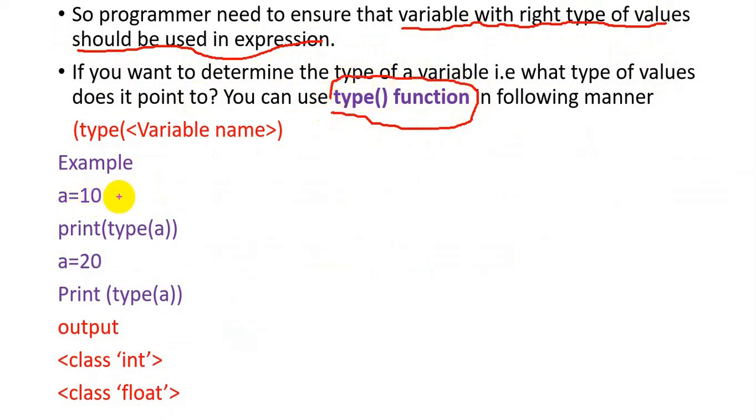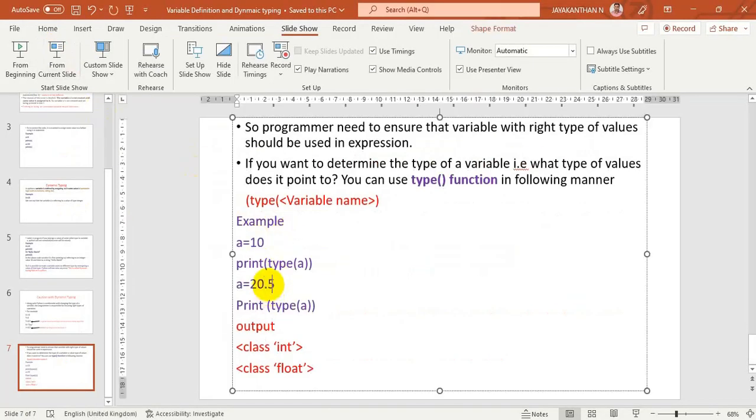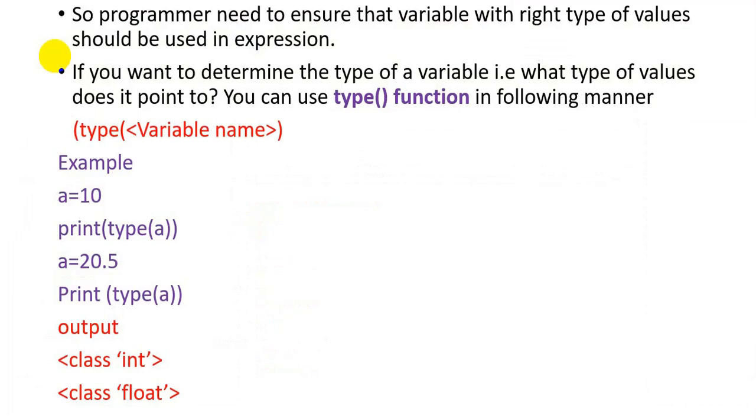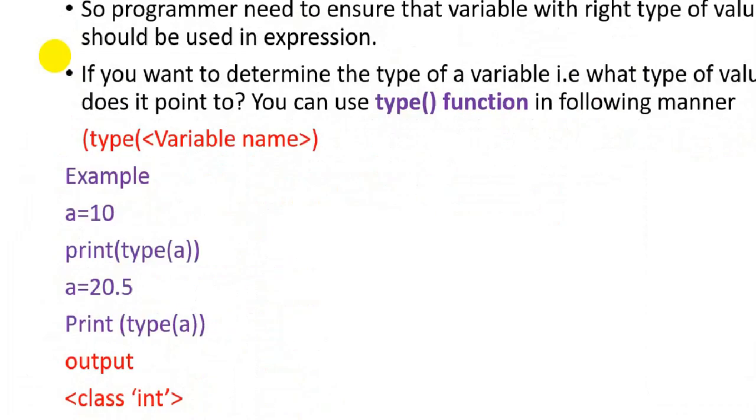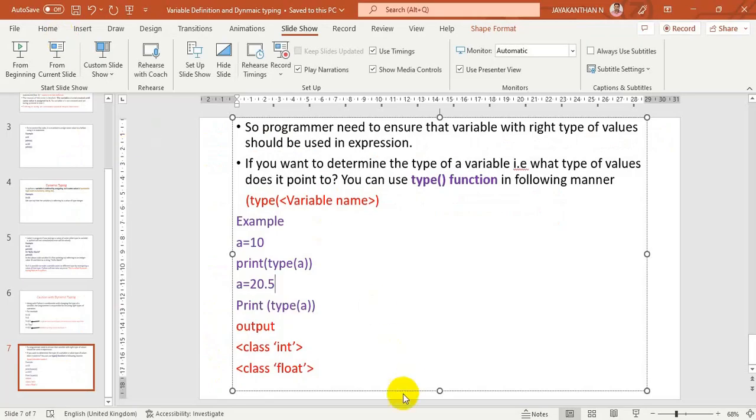Okay, for example, a equal to 10, I am printing type of a, it shows integer. So here I am making a small modification, 20.5 I am giving. First I am printing a equal to 10, type of a shows an integer. Now a equal to 20.5, I am printing type of a which shows the class float. We'll see in the demo.